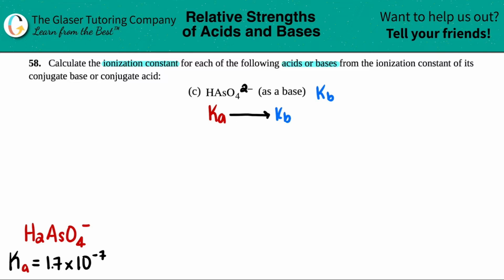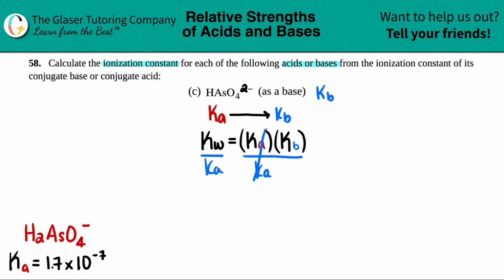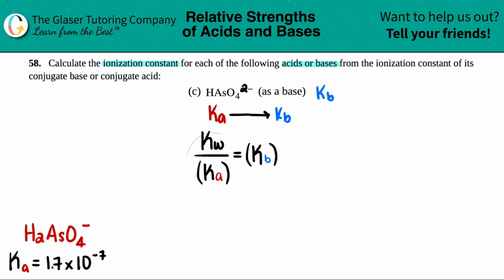What's the formula in which we can go from a Ka to a Kb value? That's this formula right here. It's the Kw formula. Kw equals Ka times Kb. Now, if we're trying to solve for Kb, and we want to get this by itself, we would divide both sides by Ka. That will cancel this out. So we have a nice little formula: Kw divided by Ka equals Kb.